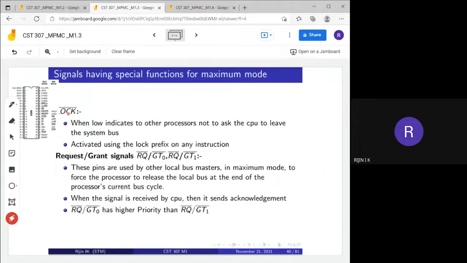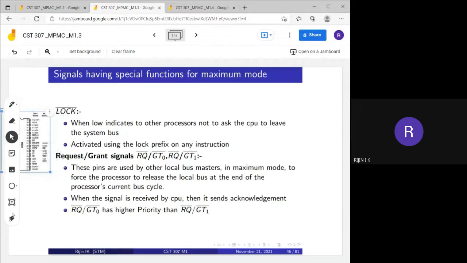And the next one is the lock signal. When low, it indicates to other processors not to ask the CPU to leave the system bus.